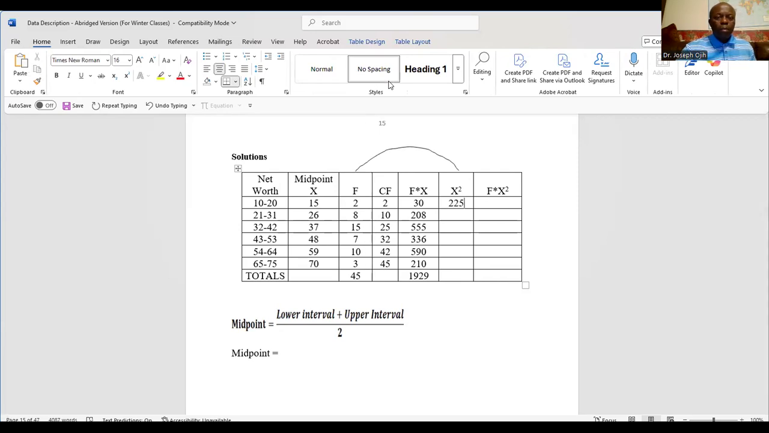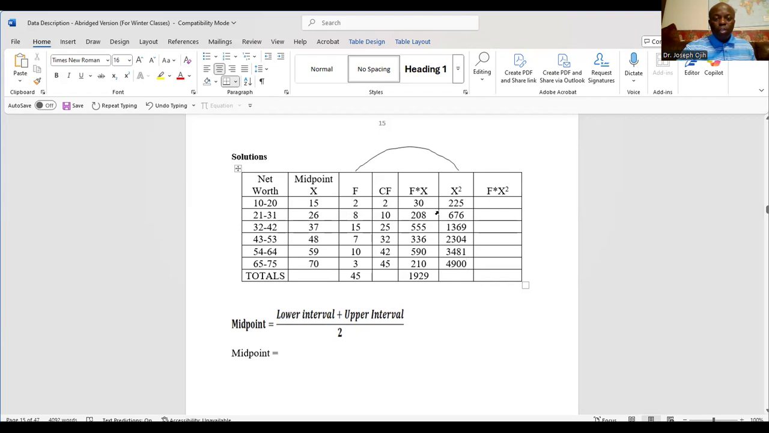Now 26 times 26 will give us 676. You can verify that. So I got the rest like that: 1359, 2304, 3481, 4900. So now you multiply these two, this times this to get this one.